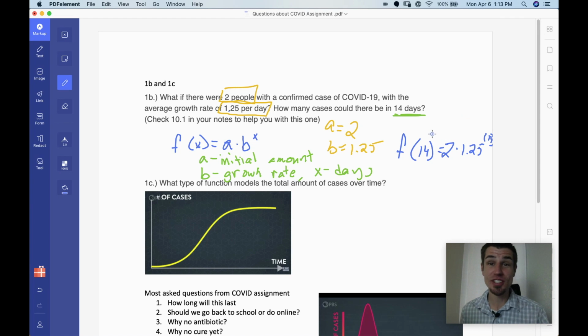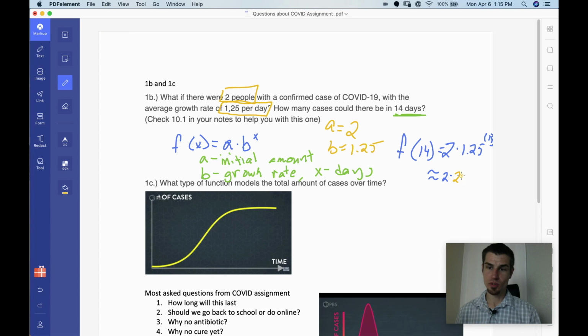We just need to remember order of operations here. So 1.25 to the 14th power is approximately 22.74, and this 2 just stays the same. I wrote approximately here because I rounded this. It just makes this easier. So 2 times about 22.75 gives us about 45 people.